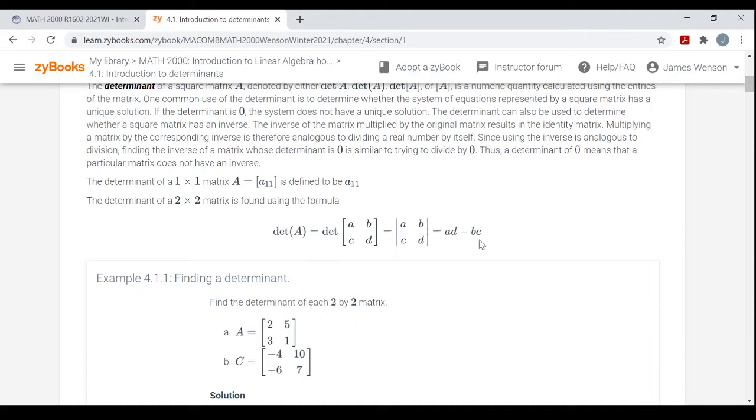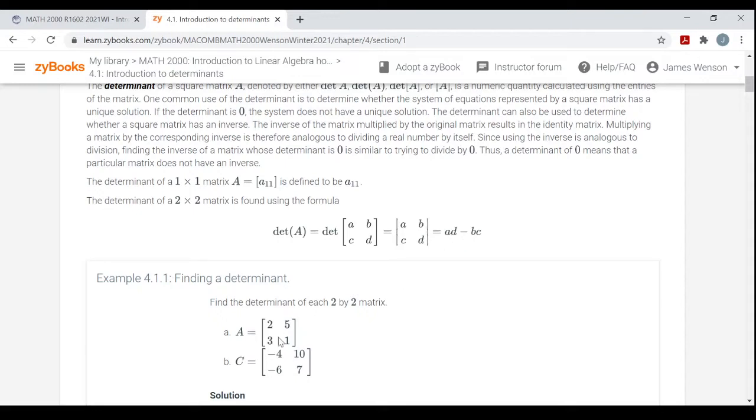This number, AD minus BC, now has a special name, and I think I mentioned the word determinant in that section on the inverse of 2 by 2 matrices. But this is called the determinant of a 2 by 2 matrix. And as mentioned before, if this is 0, then this matrix has no inverse. If this is not 0, then it has an inverse. And again, you've seen the formula. You've seen the inverse of a 2 by 2 matrix.